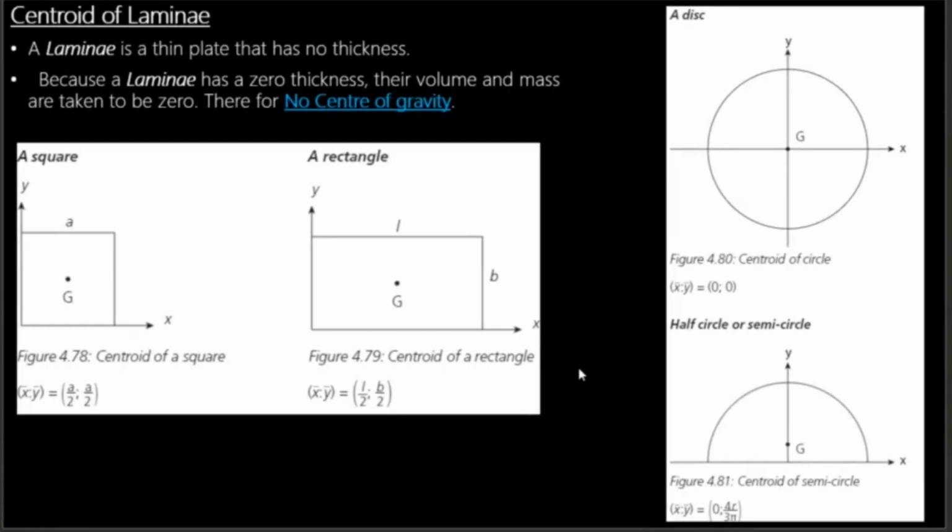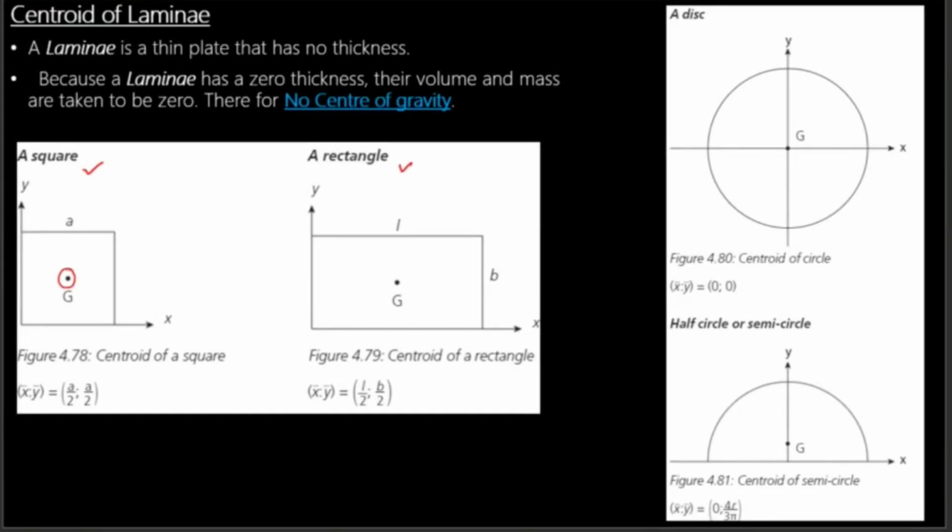With the centroid of lamina, this is where you'll be asked to determine... you can see there are some shapes here. There is a square and there is a rectangle. And you can see there's a little dot here. That is actually the centroid of that element.